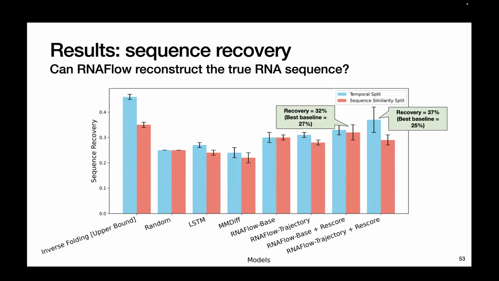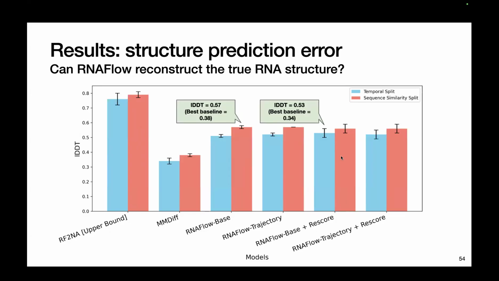on the test set. You can see that our model with RNA flow trajectory, we have some additional twists, like adding some rescoring modules, which I will not go into details due to time. We can see that you can improve the sequence recovery rate up to 37% if you do RNA flow trajectory. And you can also see that the predicted RNA structure also agrees with the ground truth with a good LDDT score, right?